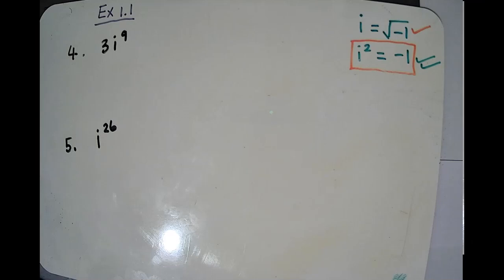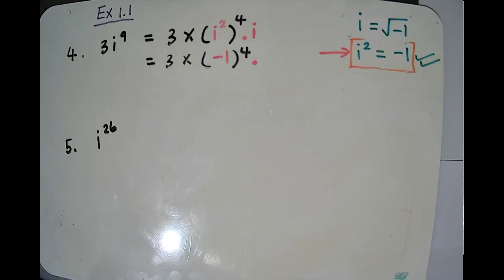Number 4 and number 5. 3 times i to the power 9. So 3 times i to the power 9. What will you put in the bracket there? i squared, correct. So i squared is minus 1. So 2 times 4, if you multiply those exponents, you will get 8, which means we are short of an i. So times i, that will give us 9. So 2 times 4 is 8 plus 1 is 9. I hope that makes sense. Where we see i squared, we will substitute a minus 1. Don't forget the i on the outside.